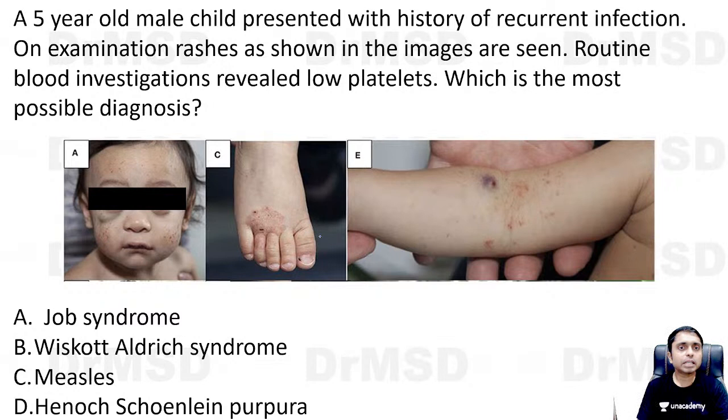Yes, now please try to answer this question. Very, very important. There are two close differentials which you might think of.